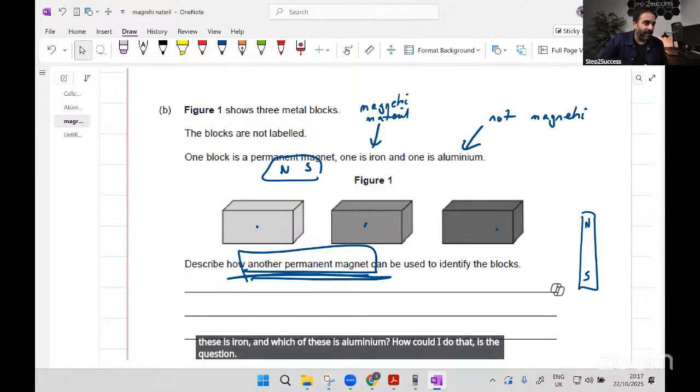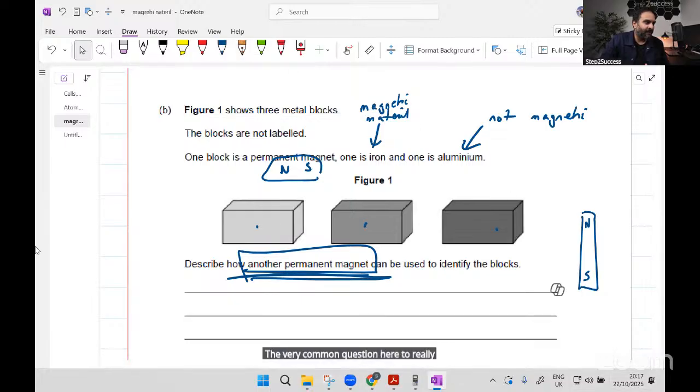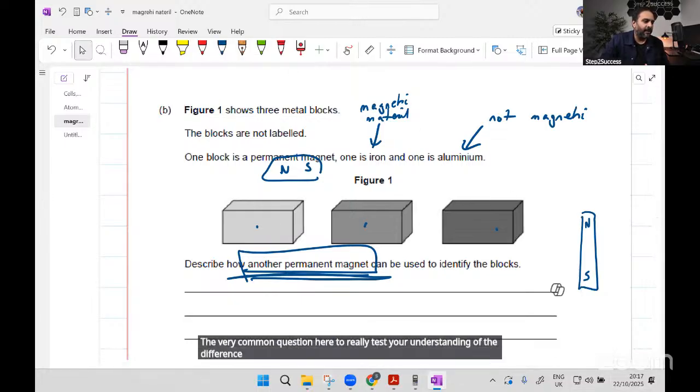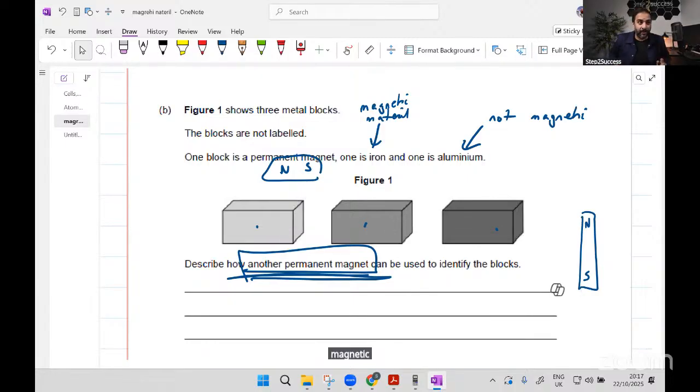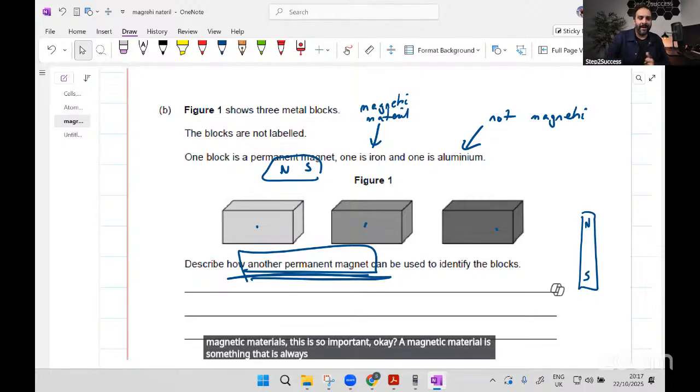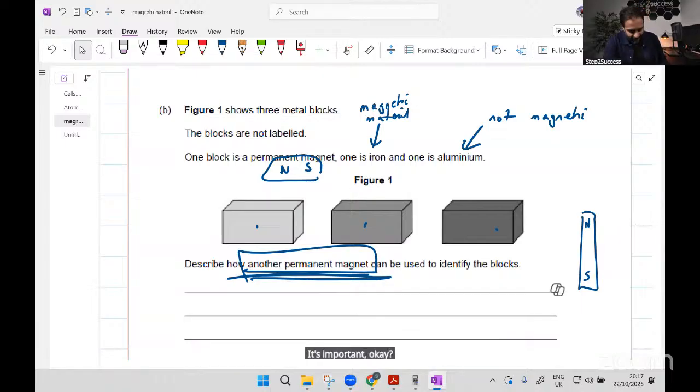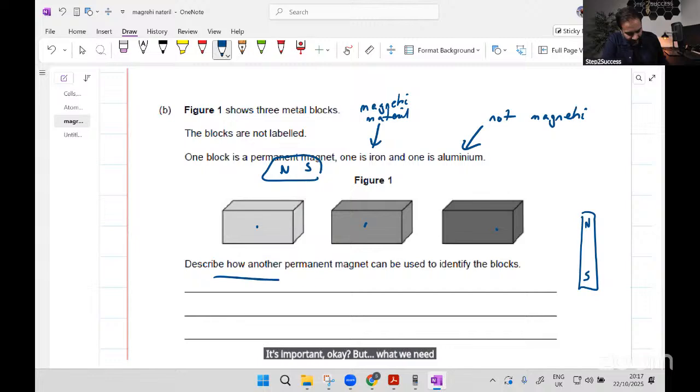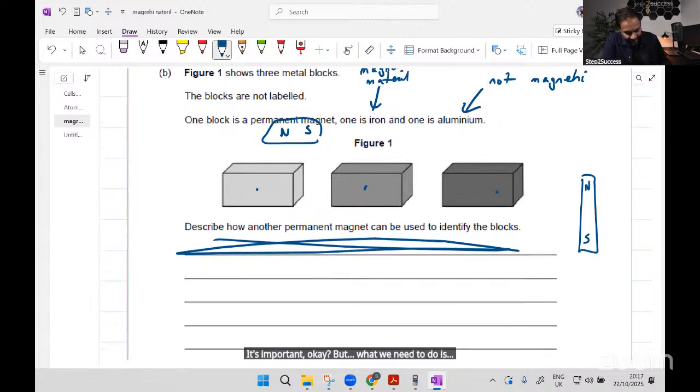A very common question here to really test your understanding of the difference between permanent magnets and magnetic materials. This is so important. A magnetic material is something that is always attracted by another magnet. It's important. But what we need to do is to identify these blocks.